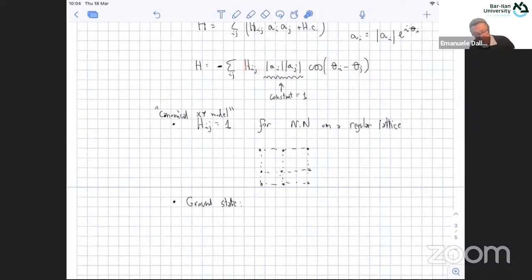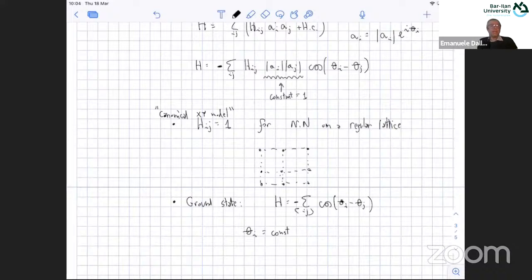Hij are all 1. Okay, so let me rewrite the Hamiltonian. The Hamiltonian is just the sum over i and j that are nearest neighbors of cosine of theta i minus theta j, with a minus in front. What is the ground state? The ferromagnetic. Yes, very simply. The classical ground state is that theta i is just a constant.